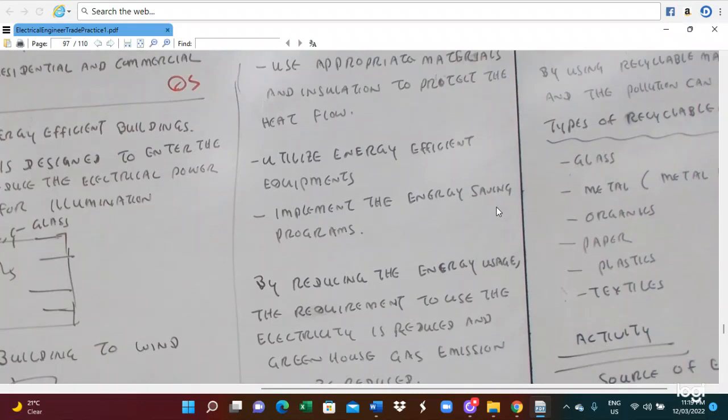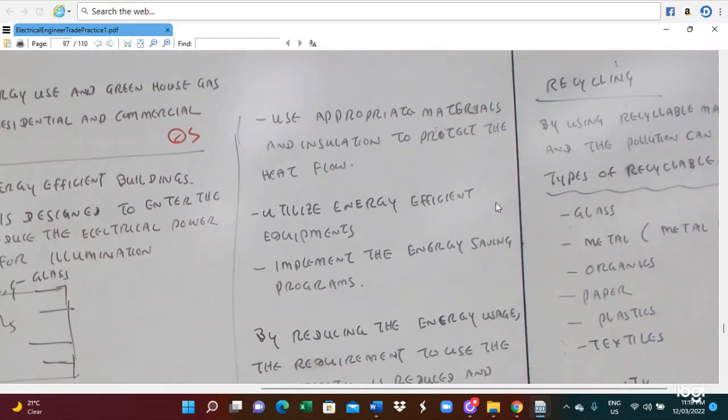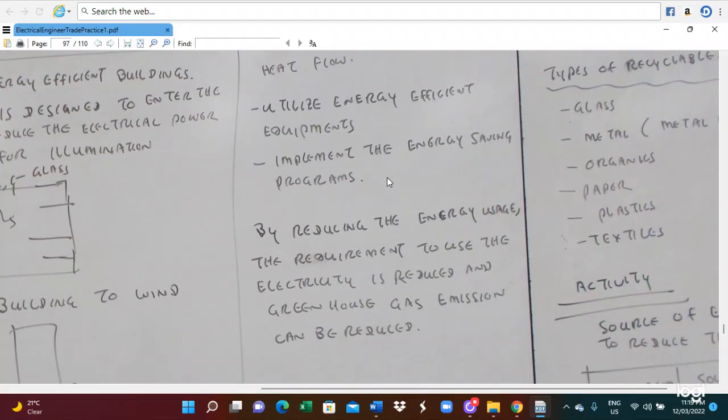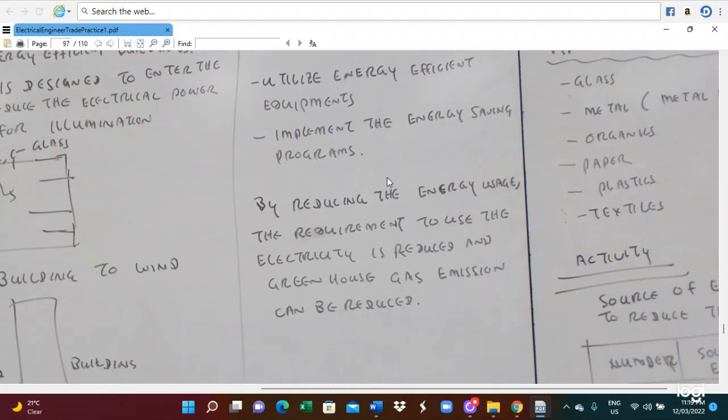We have to utilize appropriate materials and insulation to protect against heat flow. Also, we have to utilize energy efficient equipment. We have to implement the energy saving program. And by reducing energy wastage, we also utilize electricity to reduce greenhouse gases.